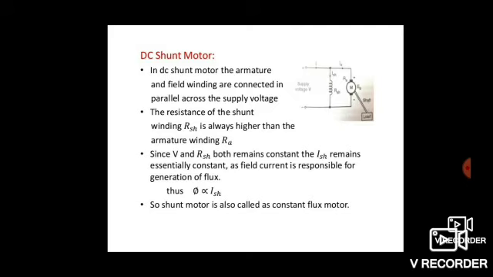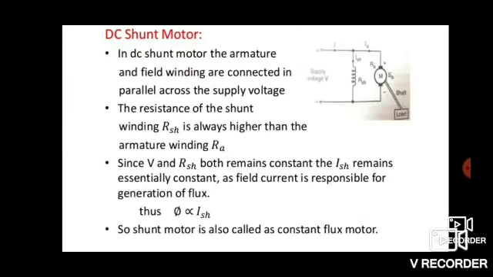First, we will see about DC shunt motor. In DC shunt motor, the armature and field winding are connected in parallel across the supply voltage. See the circuit diagram, same as that of a generator.